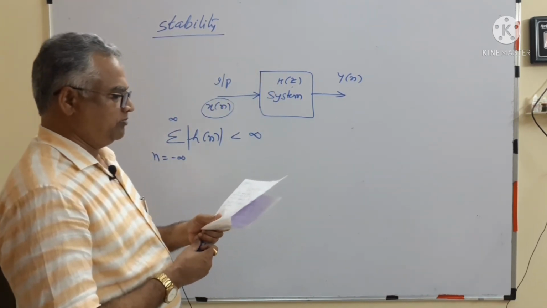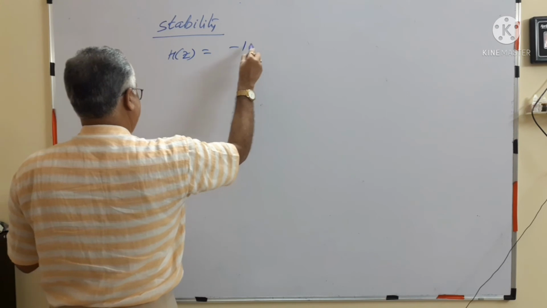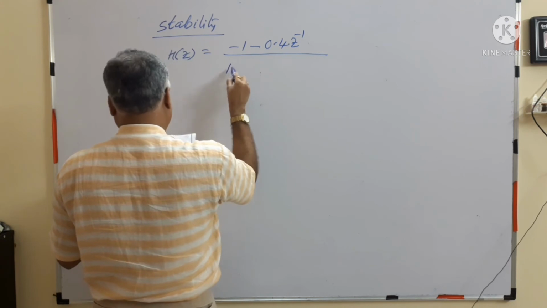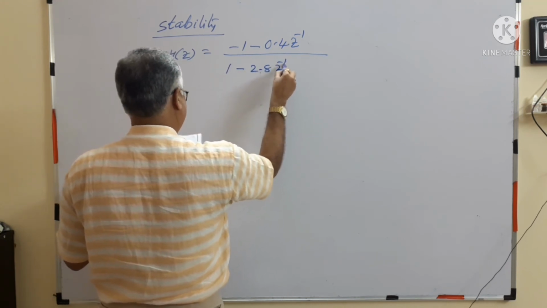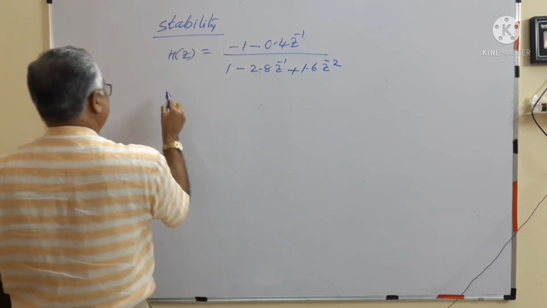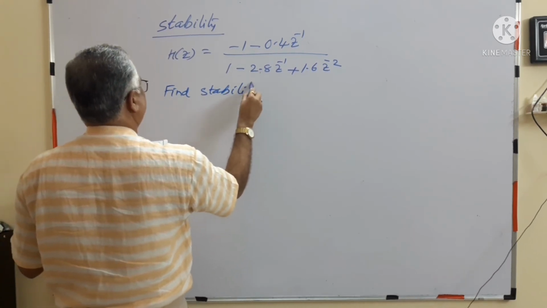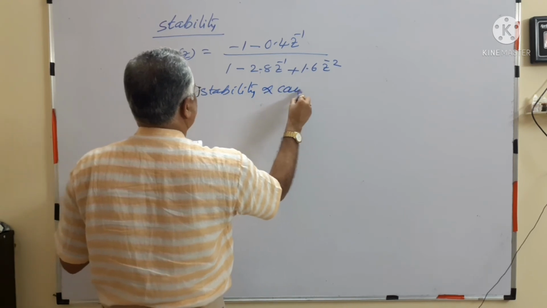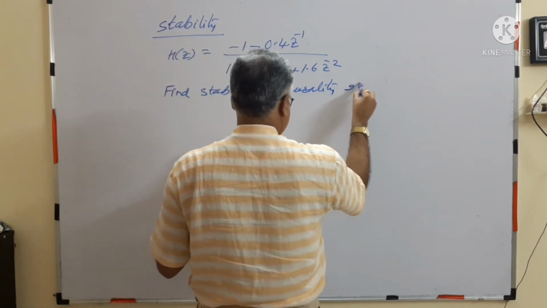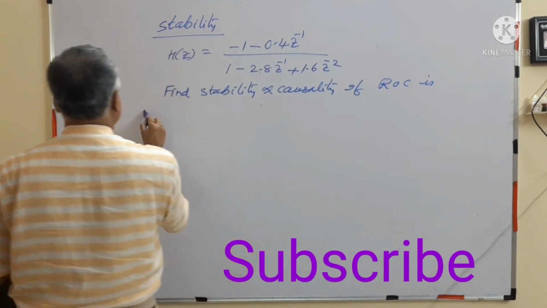So let us solve one problem. How to find the system of Z, (1 minus 0.4 Z inverse) by (1 minus 2.8 Z inverse plus 1.6 Z power minus 2). Find stability and causality if the ROC is in three cases.